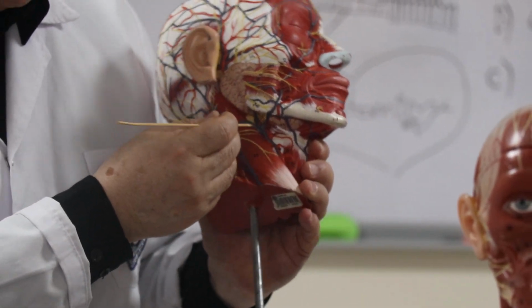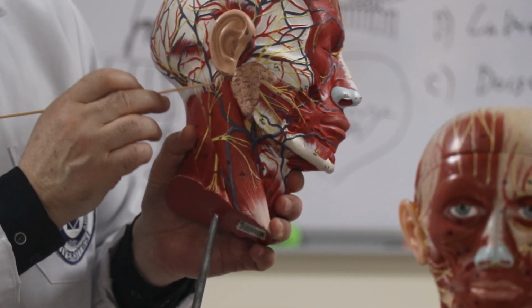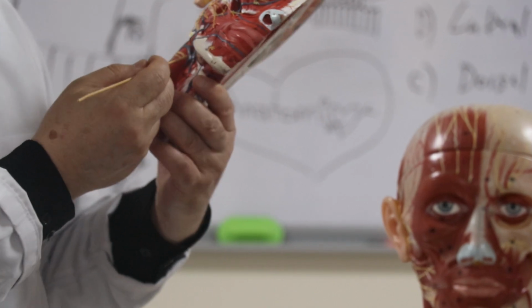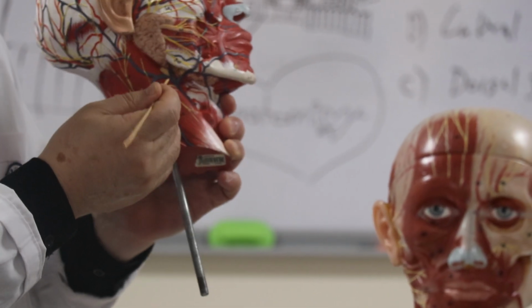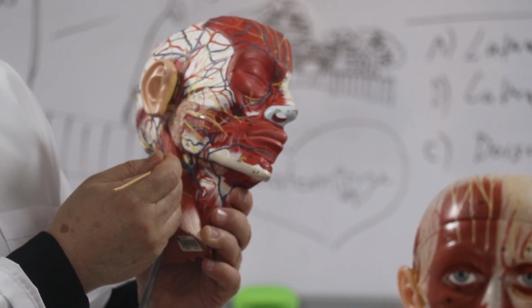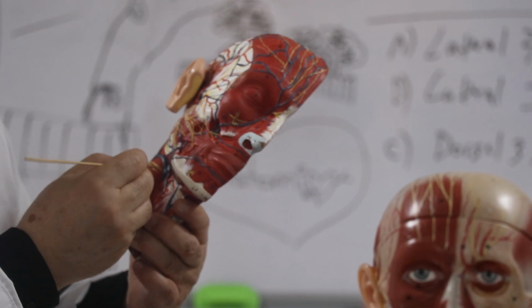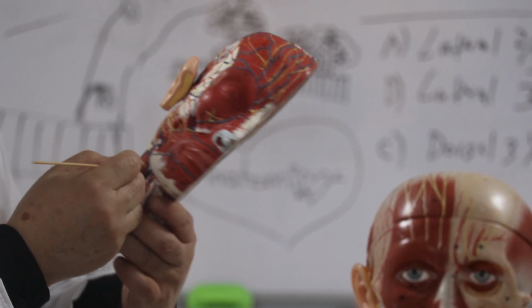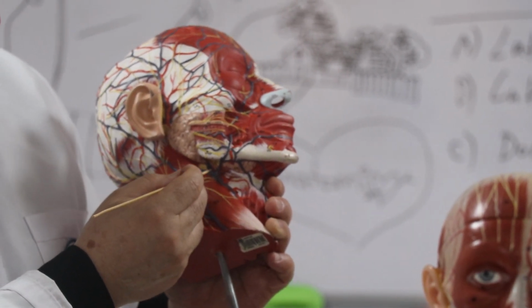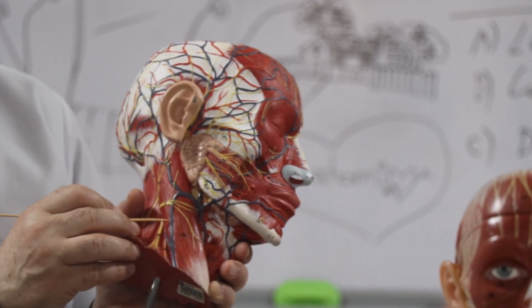Okay, so let's look at it. So this is retromandibular here, and this is the posterior auricular. Retromandibular has two divisions. This is the posterior division here, and this is the anterior division. So the posterior division unites with the posterior auricular, and they form the external jugular. So this is the external jugular, by the way, here.